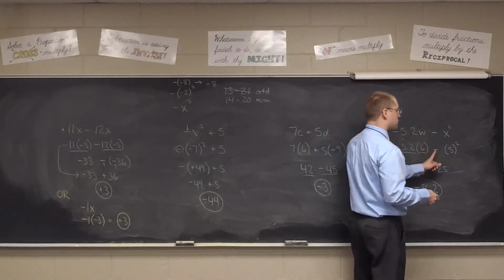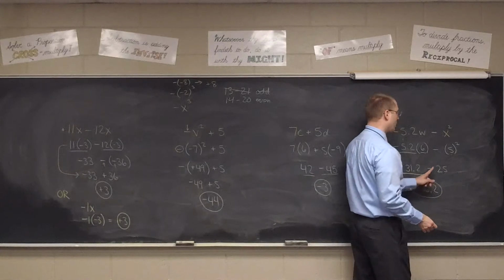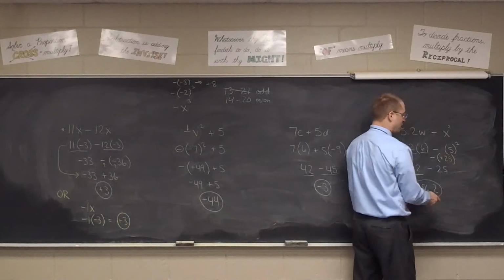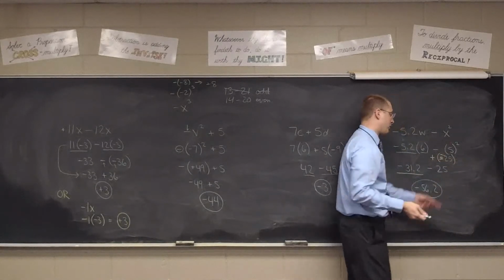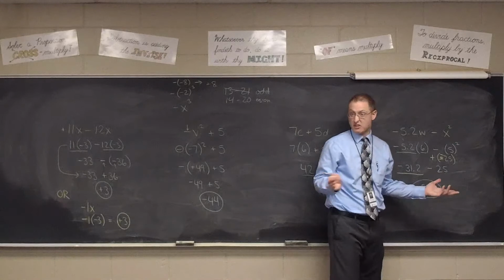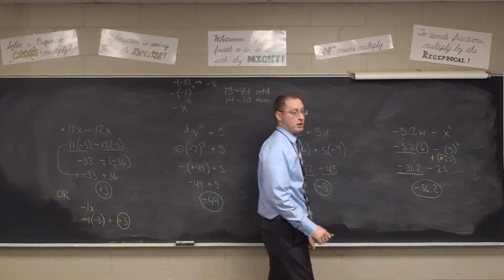And then we have to subtract a 5 squared, which is subtracting a 25. But instead of subtracting a 25, we could think of adding a -25. Doesn't matter which way you thought of it. We have two negatives, end up with a -56.2.